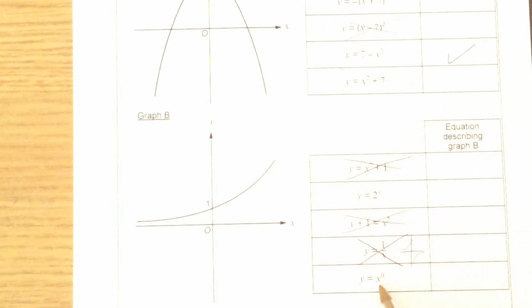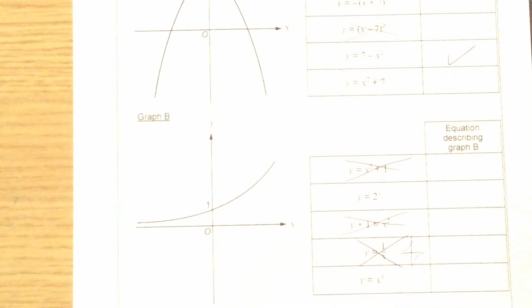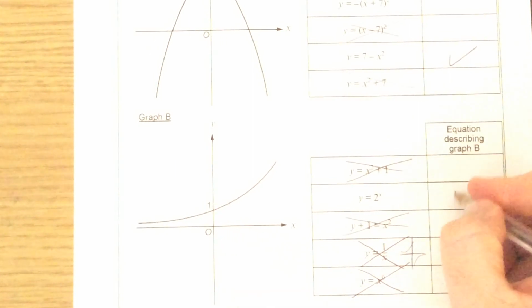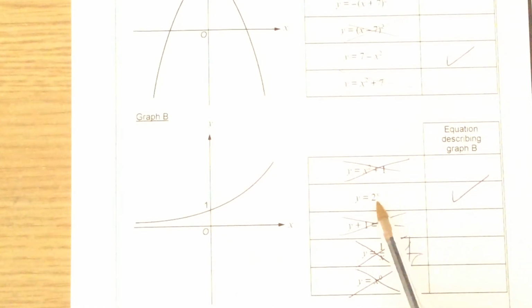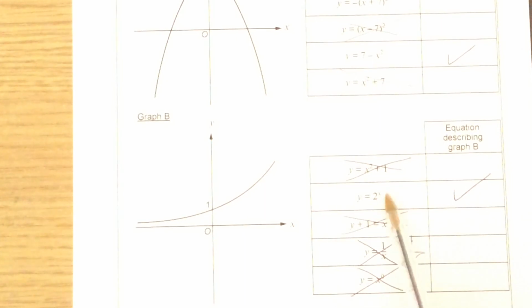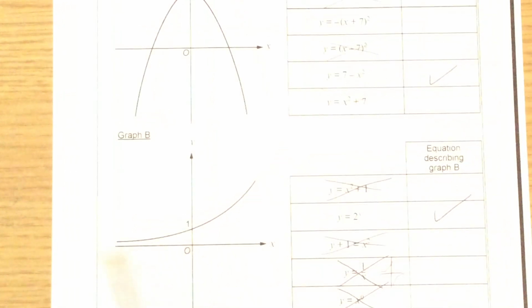X to the power of 0, if I was to put anything to the power of 0, it is 1, so it doesn't matter what x value I pick, it would always give the answer 1, and this isn't the case here, so I can ignore that one, so therefore it must be that one. We could also spot that this is an exponential, 2 to the power of x, and we know that that exponential takes that shape.